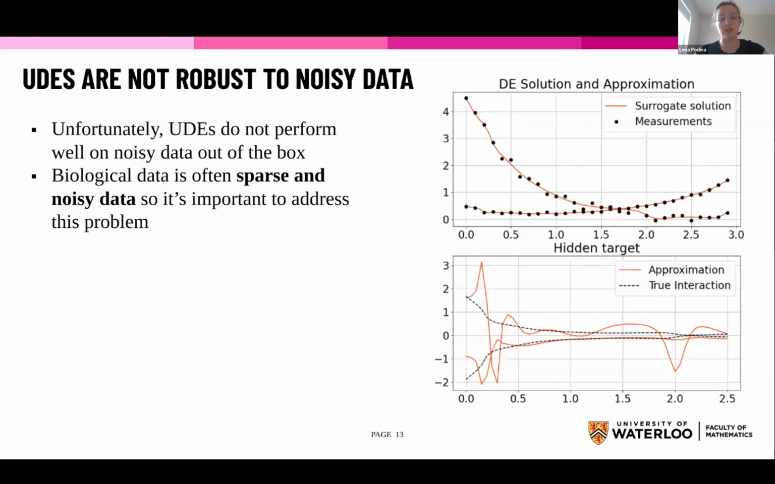So one issue that UDEs have is that they're not particularly robust to noisy data. We tested this and noted some mentions of this in our paper as well. They don't perform well on noisy data right out of the box. You can see here on the bottom row that even though the fit of the solution on the top is pretty good, the hidden terms are not learned accurately. Biological data is often sparse and noisy, so it's important to address this problem.